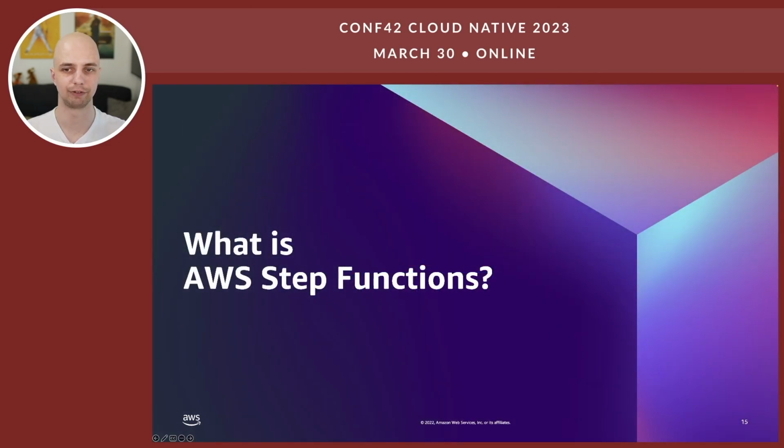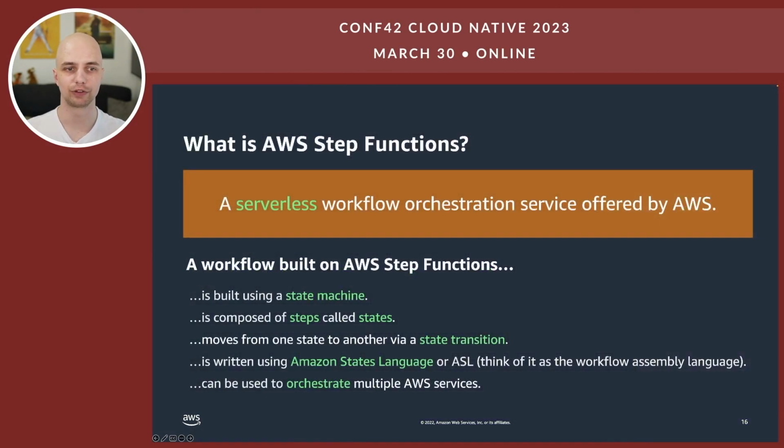So what's AWS Step Functions? Well, first of all, it's a serverless workflow orchestration service that's offered by AWS. A workflow in Step Functions is built using a state machine. It is composed of steps, which we call states, and it moves from one state to another via a state transition. It's written using our Amazon States Language, or ASL, which you can think of like assembly for the workflow. And you can use it to orchestrate multiple AWS services.